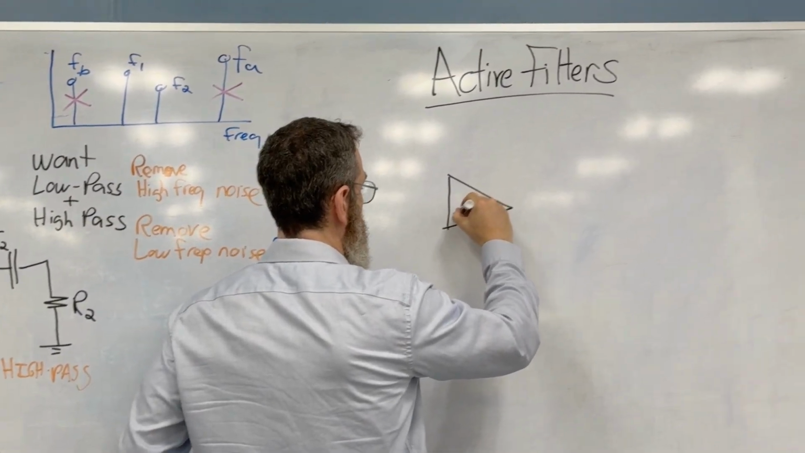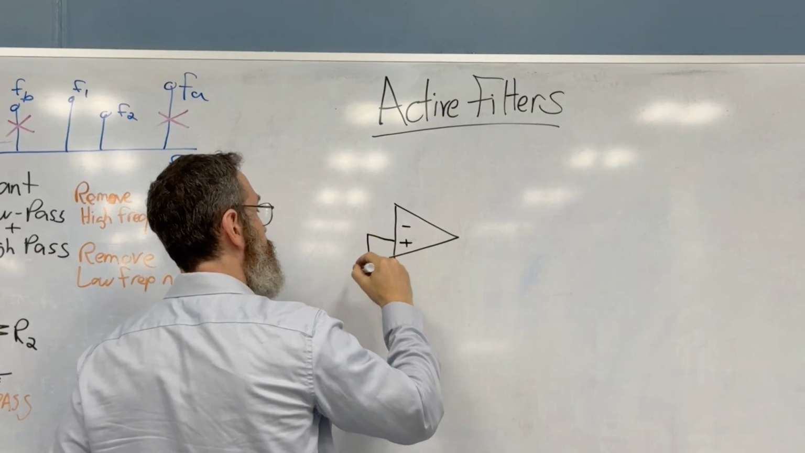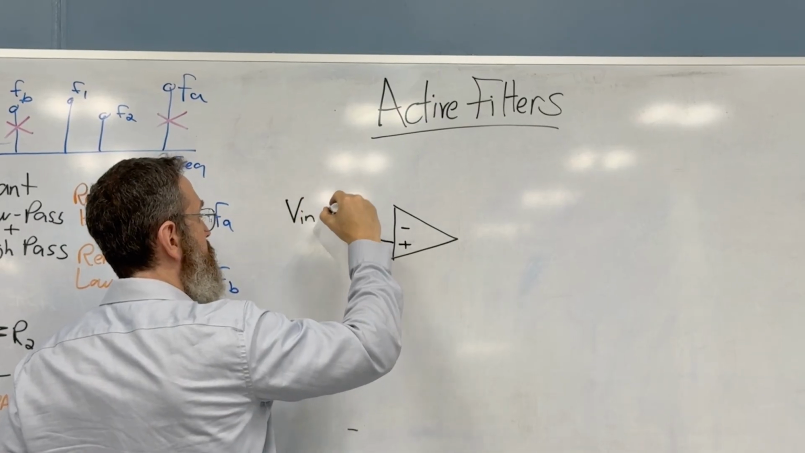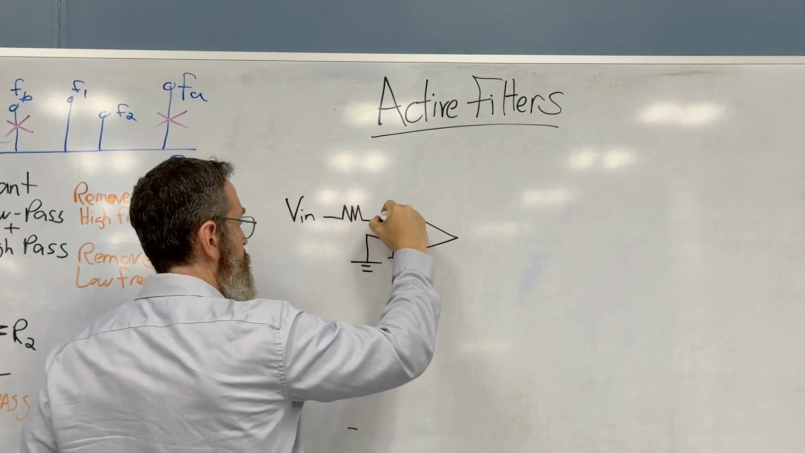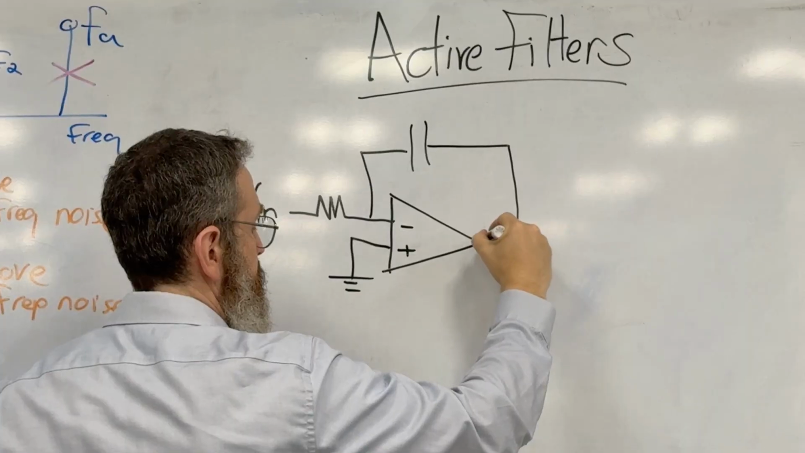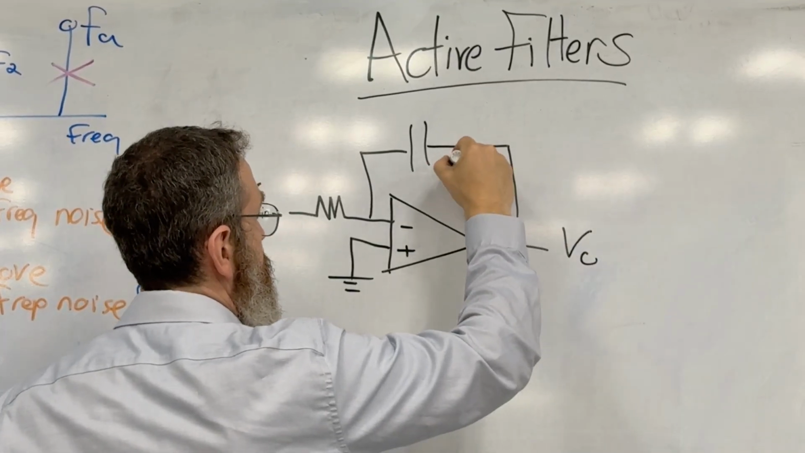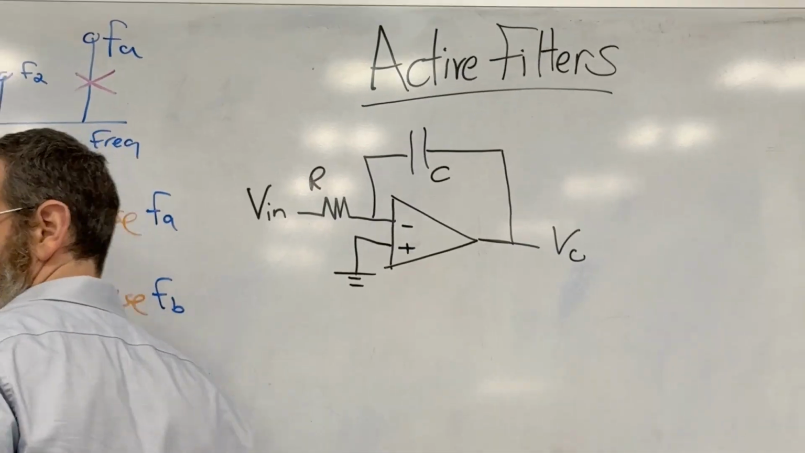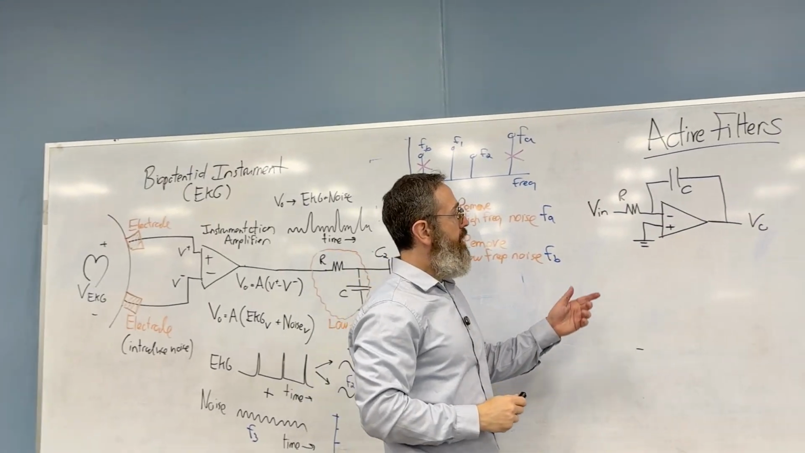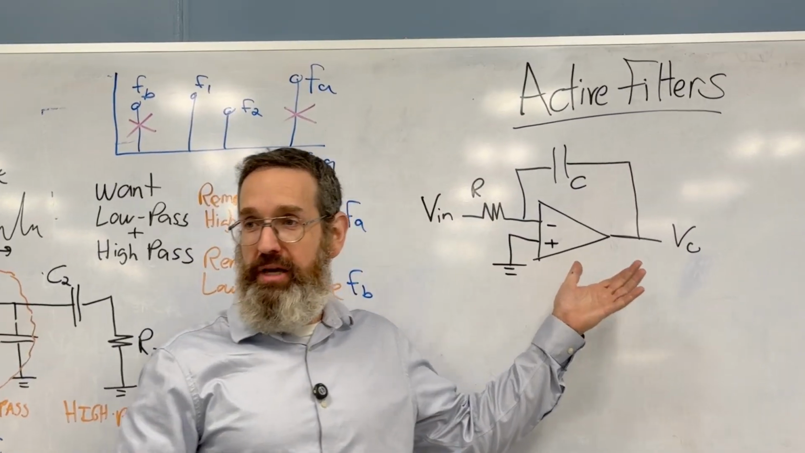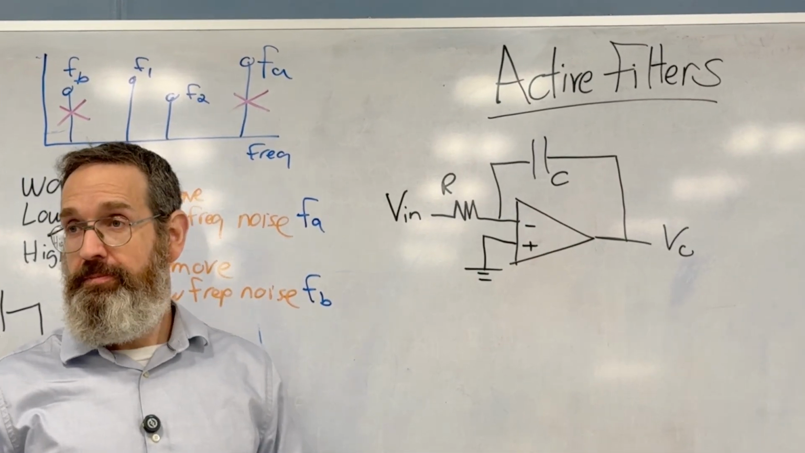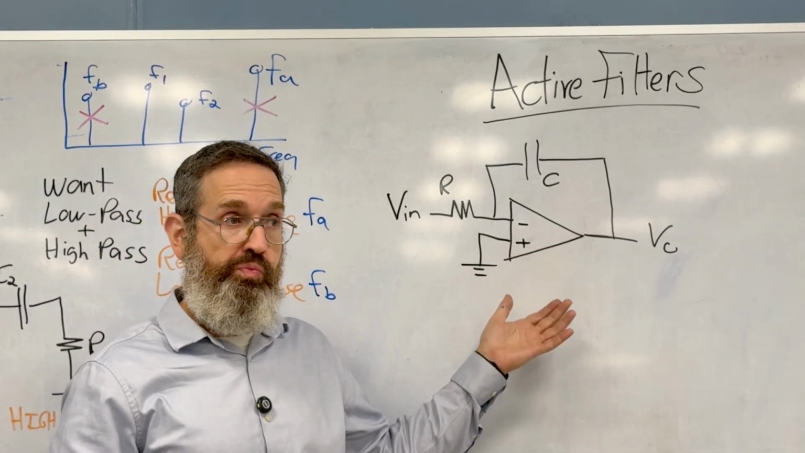So let's start with this one. I want to start with a, we have our V in. Let's do this. Okay. This is not something you're probably going to make, and I'll show you why. But it's a great introduction to active filters. Let's think about it first as a circuits problem.